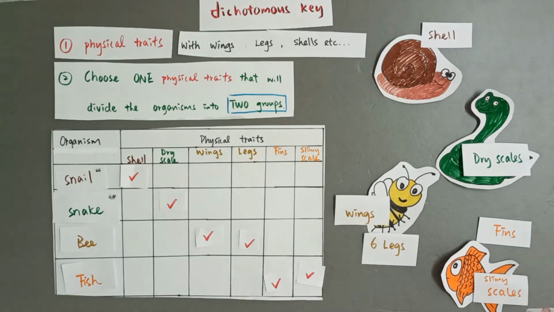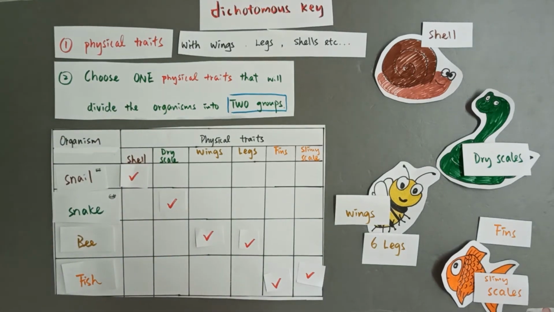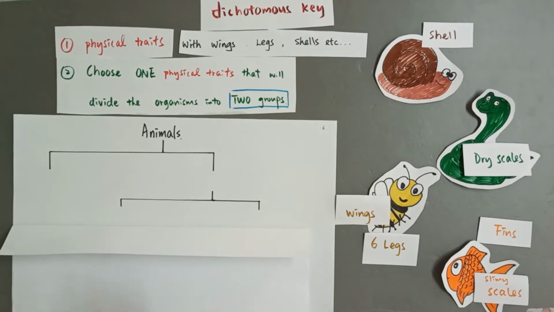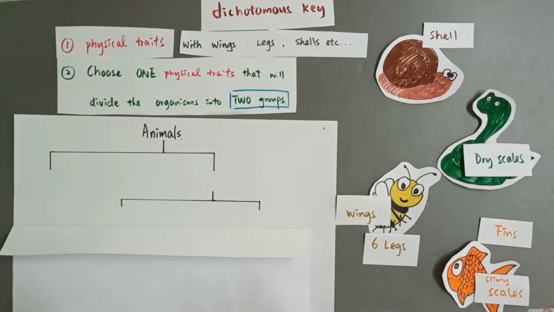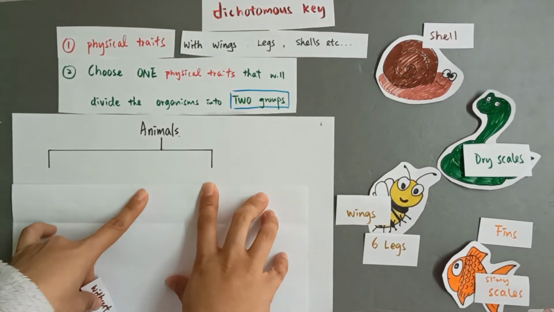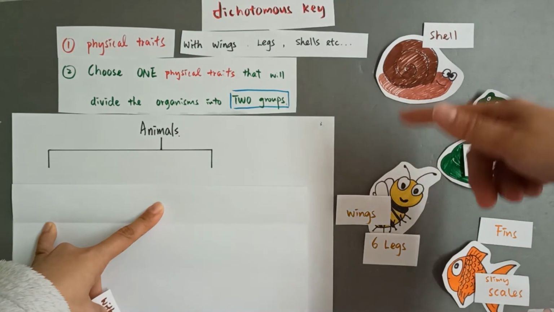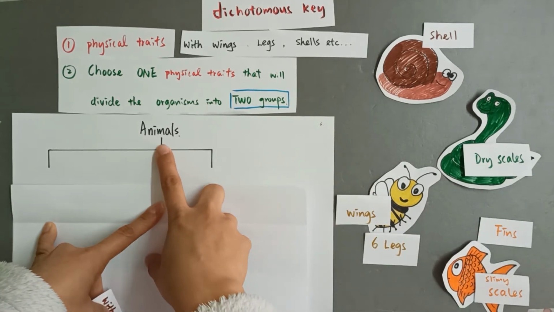So now we need to think about this sentence. We need to select one physical trait and then divide the 4 organisms into 2 groups. So now I will choose shell as the first selected physical trait. After you select the trait, you need to construct the dichotomous key. Now I show you some of the parts of the key. First of all, you need to put down a heading for this key. Because these 4 organisms are all animals, I put down animals.